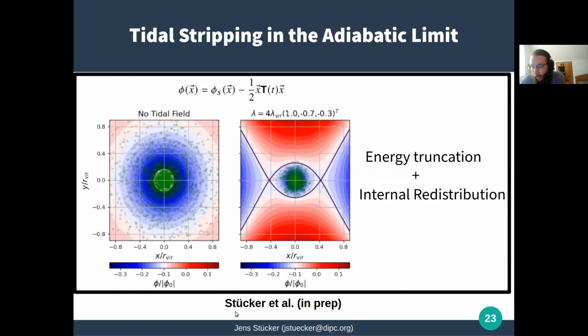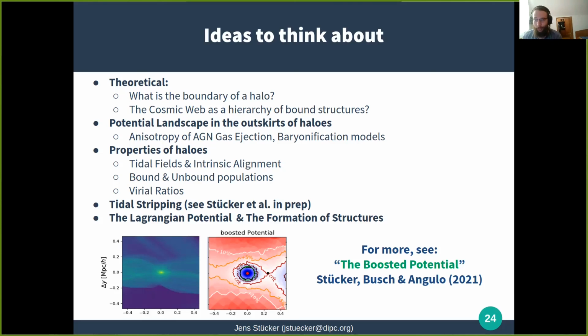And so we have been writing an article where we put forward an analytical model for tidal mass loss in this adiabatic limit, and one can learn a lot about the tidal stripping of subhalos, which are orbiting in larger objects. Unfortunately, I've run out of time, so I will just leave you with this summary slide about a few ideas in which cases the boosted potential can be interesting. If you're interested in this, just have a look at this paper, which has been published last year in MNRAS.